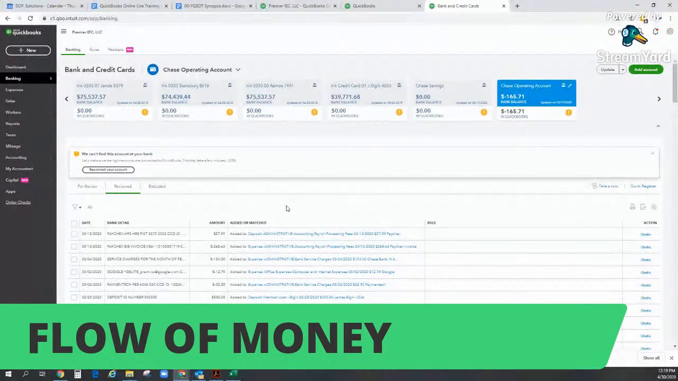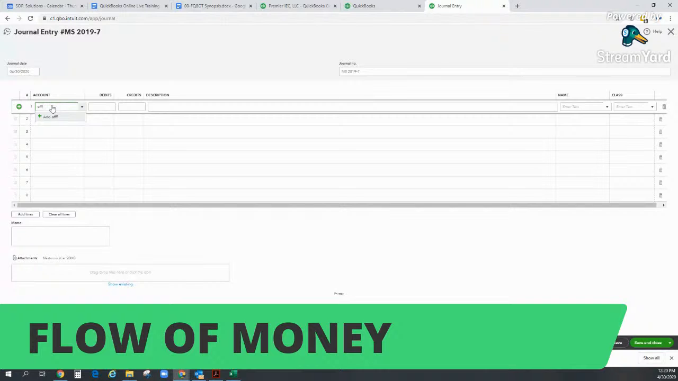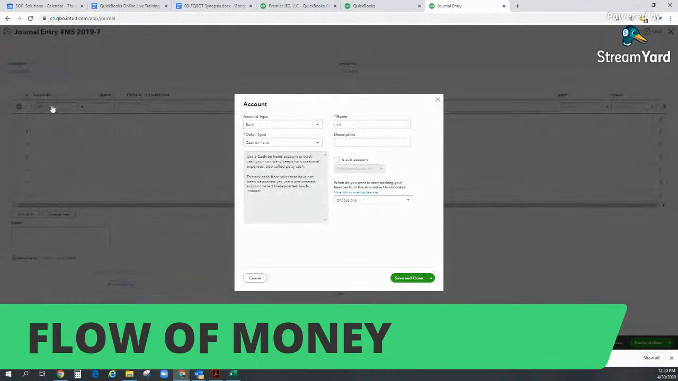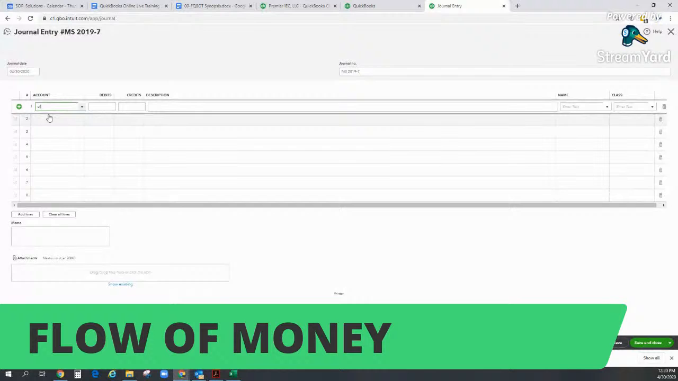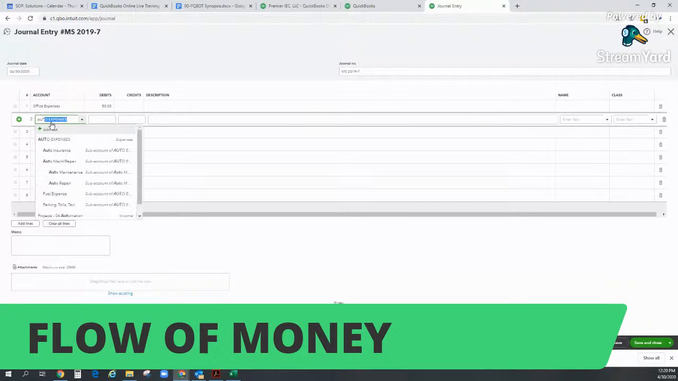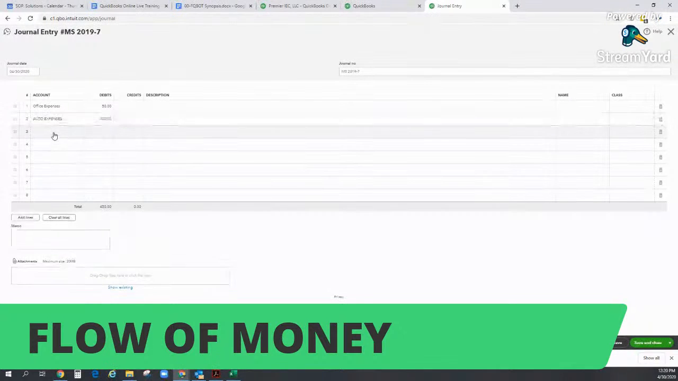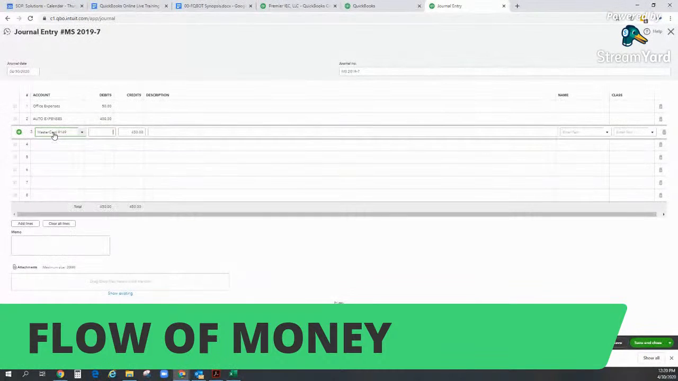If I was posting this in a general ledger entry, and a lot of people do this, so we need to reimburse somebody. So I have office expenses. I'm going to debit $50. And this is on the credit card. Then I have my auto expenses, and that was $400. And then I'm going to have material.